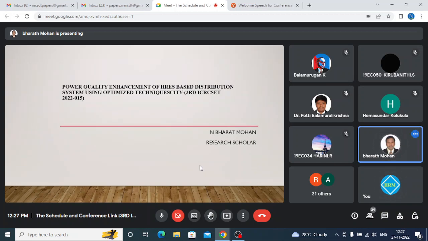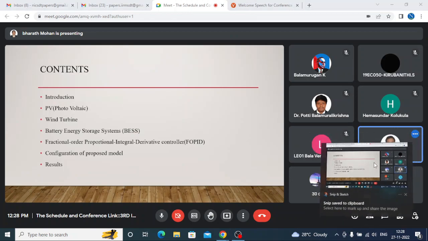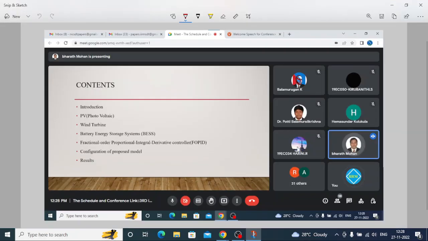My topic is power quality enhancement of hybrid renewable energy system based distribution system using optimization techniques. In this, I'm going to explain the introduction, the different types of renewable energy systems, that is photovoltaic and wind turbine, and how they are interconnected. Later we have the battery energy storage system, and how it is going to be controlled with a PID controller, and at the last we'll have the results.